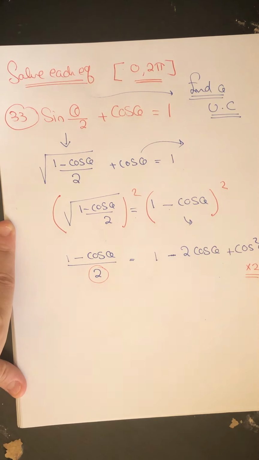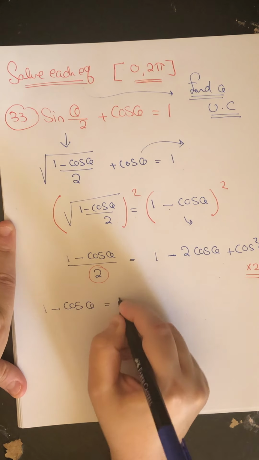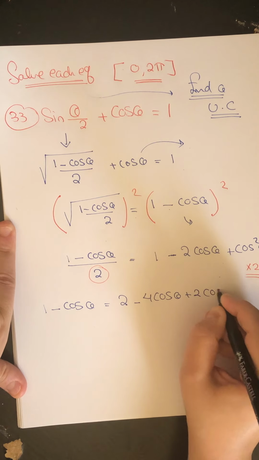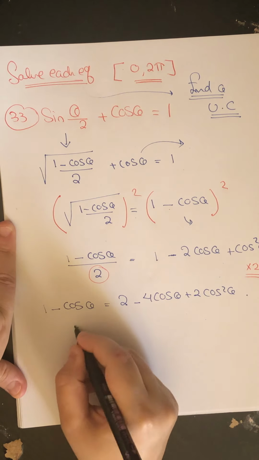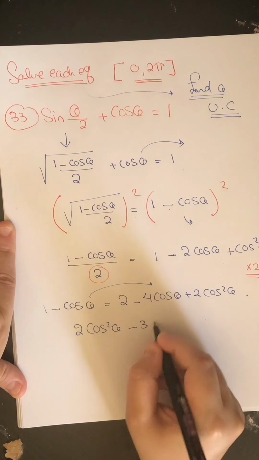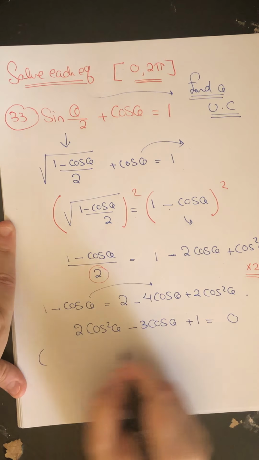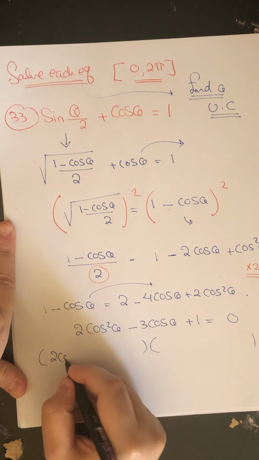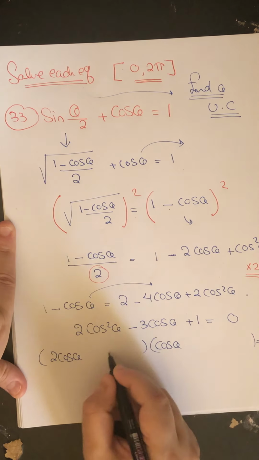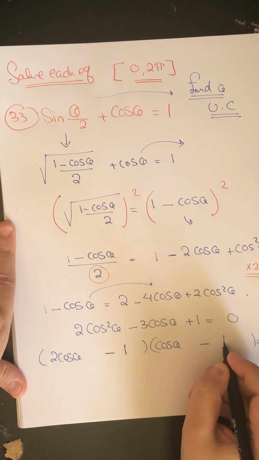Multiply by 2, or take 2 to this side, then you'll have 1 minus cosine theta equals 2 minus 4 cosine theta plus 2 cosine squared theta. So 2 cosine squared theta, if I take this here, I'll get minus 3 cosine theta. I think factoring is coming soon. I can open two brackets, one called 2 cosine theta and here cosine theta. Remember, I'm solving. Minus 3 and here a plus would give me a minus 1 and a minus 1.